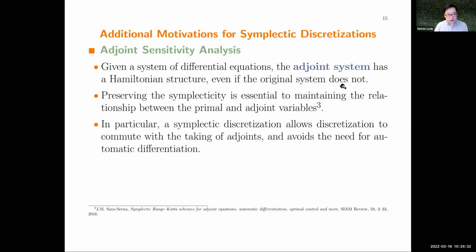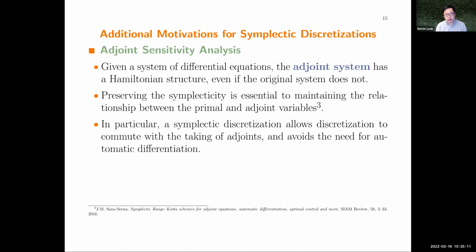So the other thing of interest is that maybe you're not interested in mechanical systems, and the problems you work with don't have mechanical structure. You still might be interested in these kinds of discretizations for the following reason. Critical to many problems in numerics and machine learning is this notion of sensitivity analysis. In fact, things like backpropagation are an example of the application of adjoint sensitivity analysis.